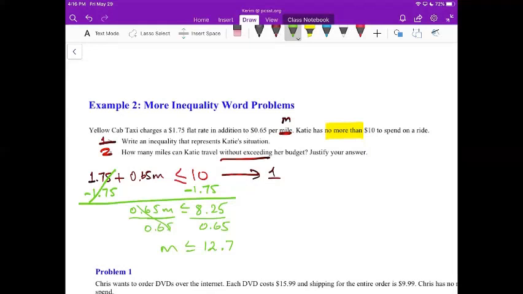If I spend $5, I'm going to go fewer miles. If I spend close to $10, I'm going to travel close to 12.7 miles. If I spend $10 exactly, I'm just going to make 12.7 miles. Okay, so this is our answer for this problem.